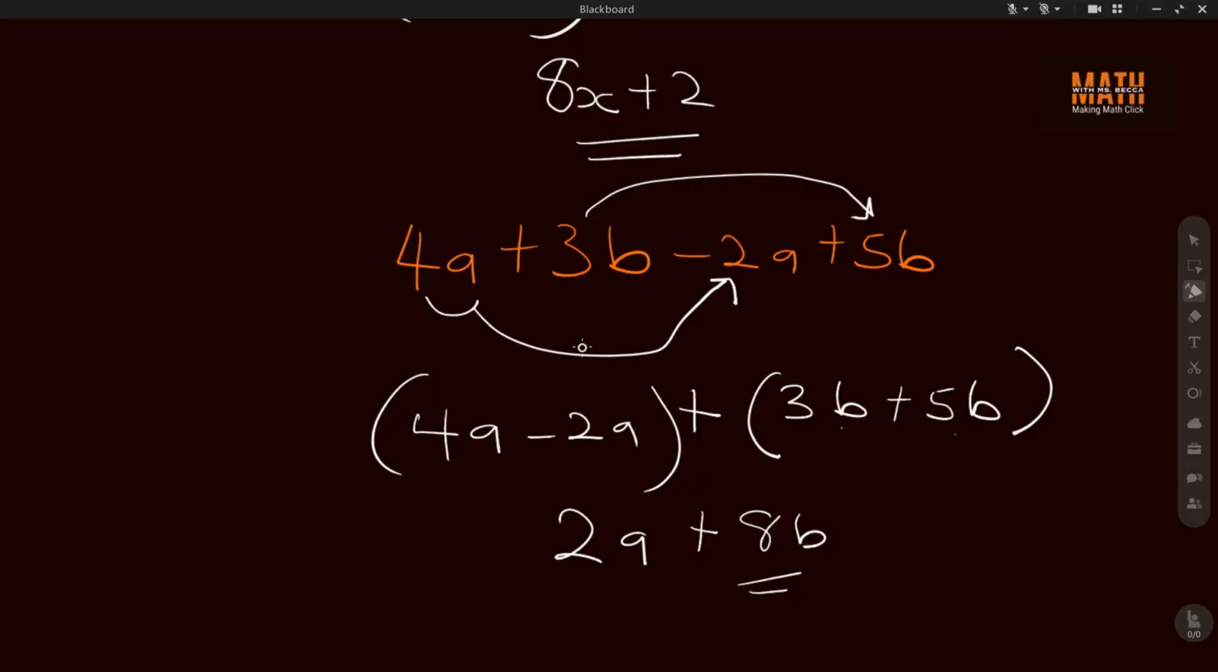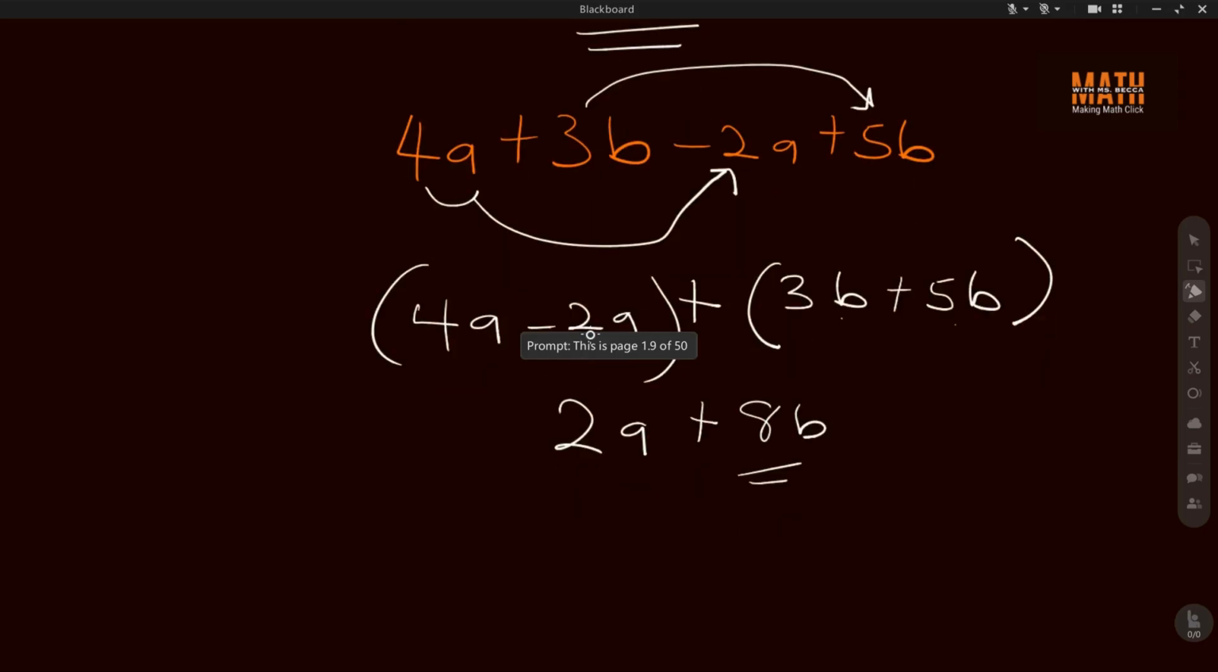So you group each variable together, then you add or subtract the coefficients. Constants can be combined separately. If we have two or more constants, then we add the constants too.